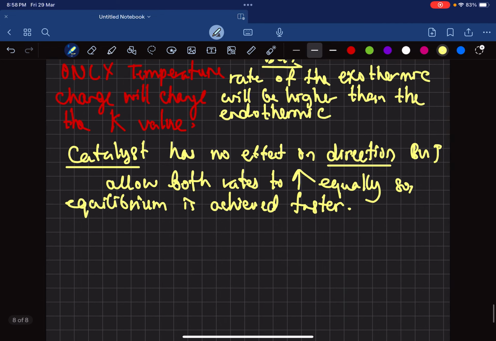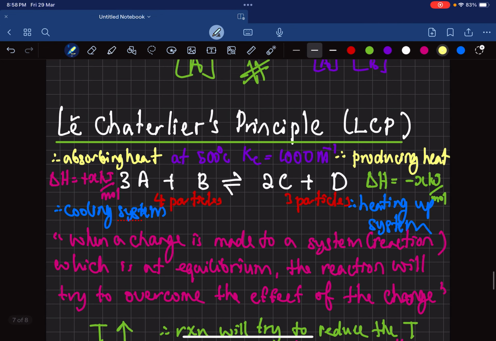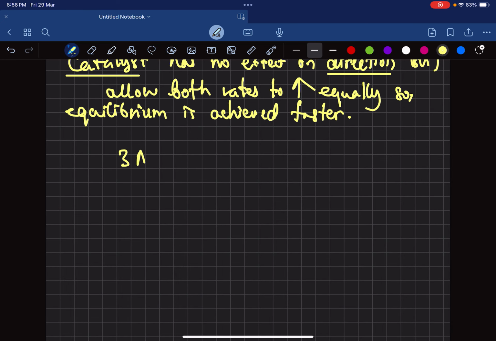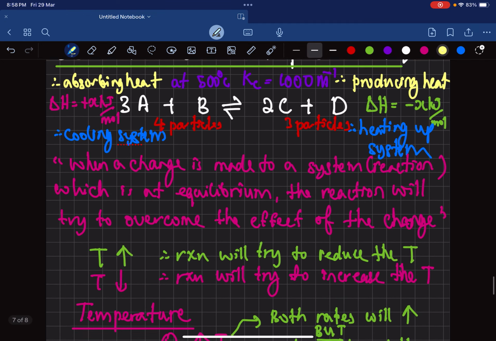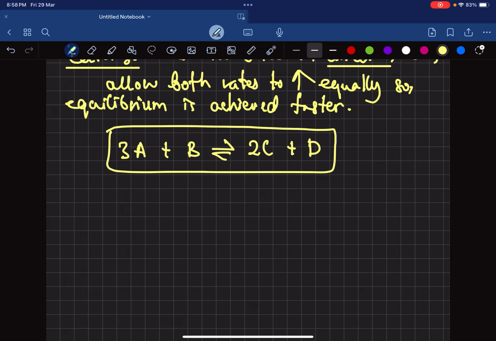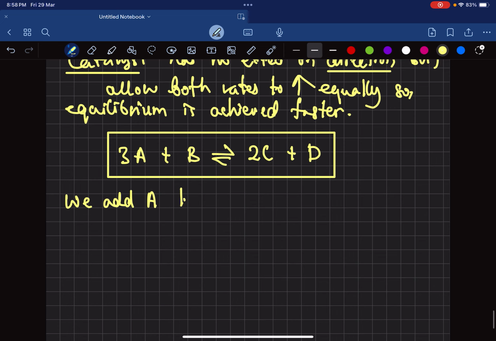Now, let me just recopy this equation here again: 3A plus B, and then 2C and D. Okay, now let's look at this equation again. So now we want to look at something simple. Let's say we add A to the reaction.